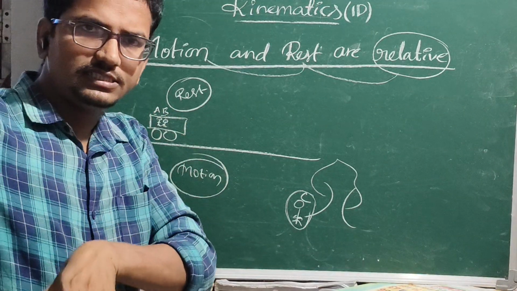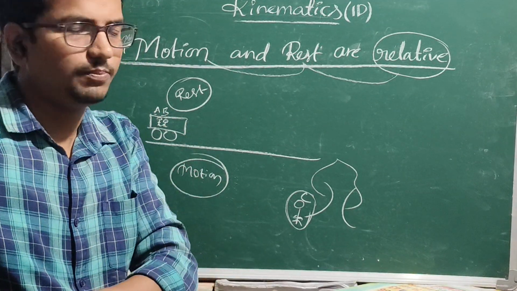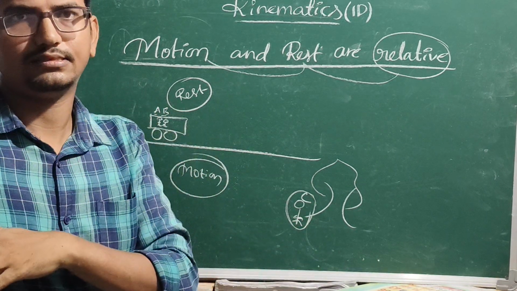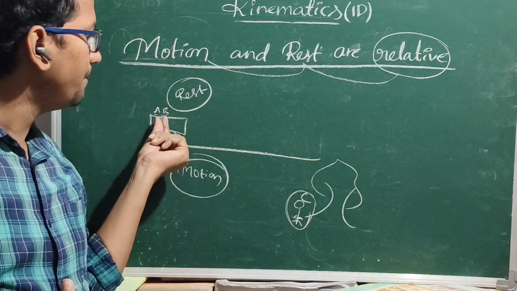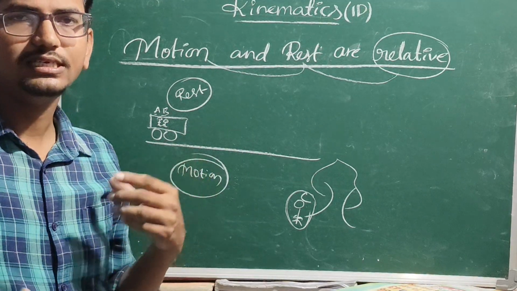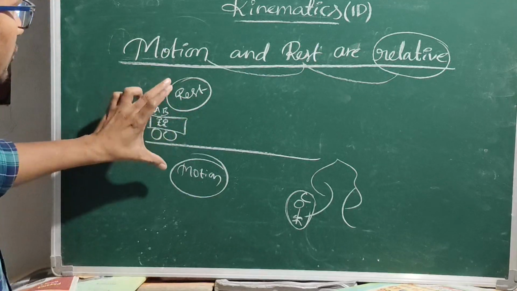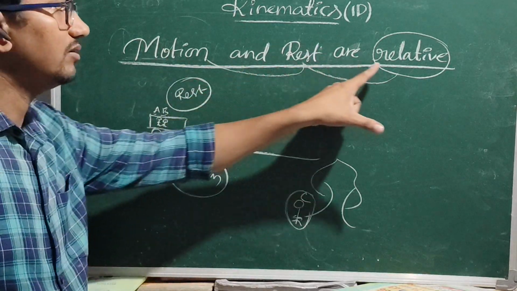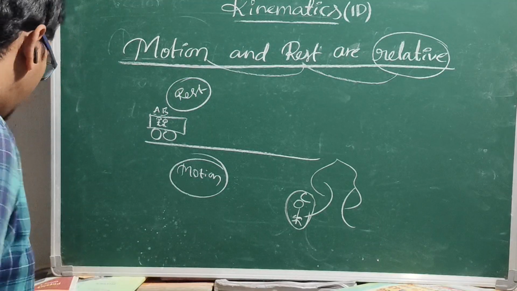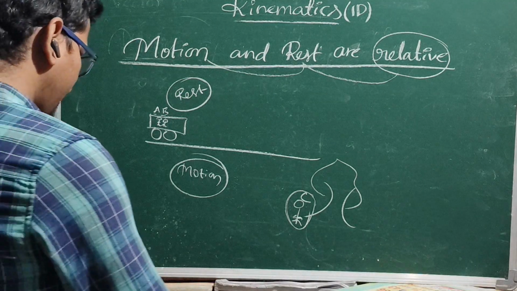A and B are sitting in the same seat. Those persons are at rest, yes or no? Because they are comparing with each other. They are sitting beside each other. That's why they are in the rest position. Two conditions are satisfied in the same way. That is called motion and rest are relative. Okay, and next one.